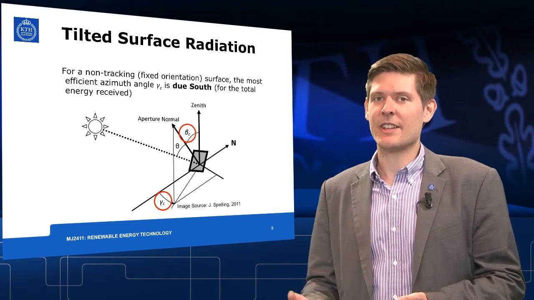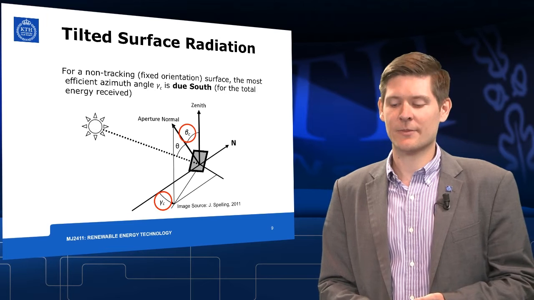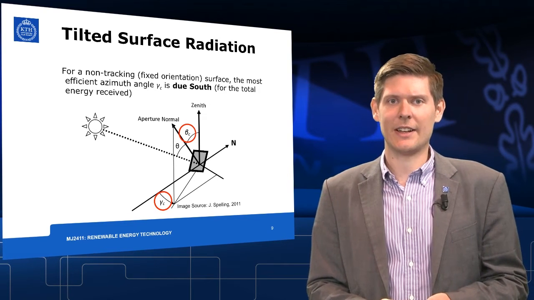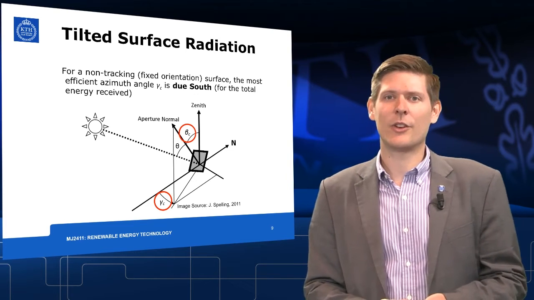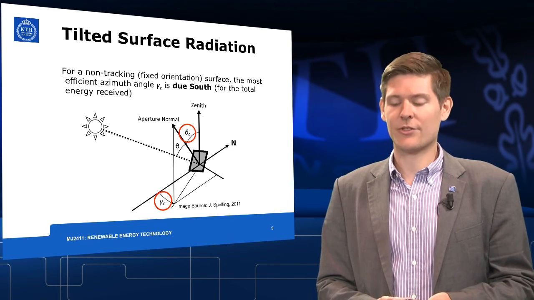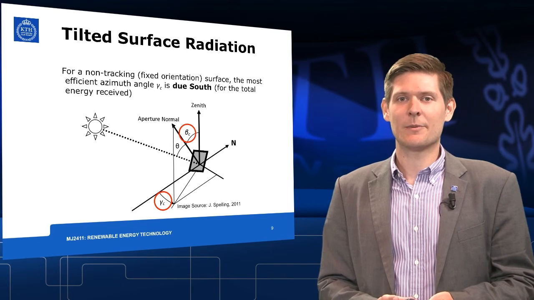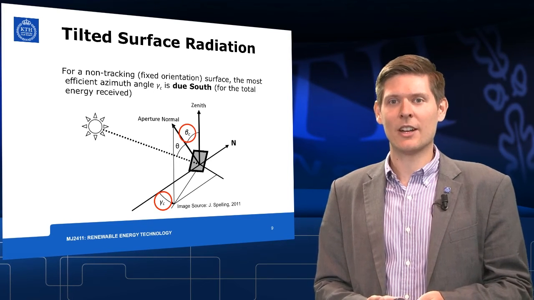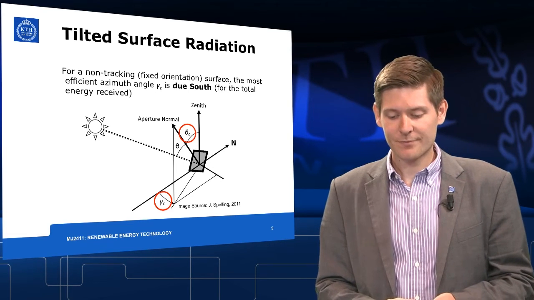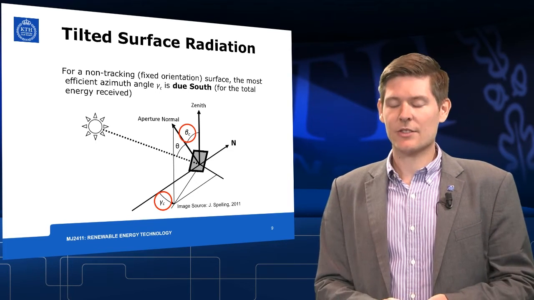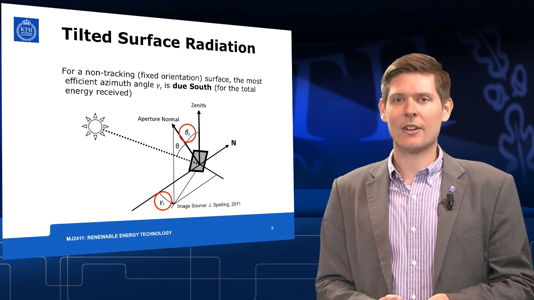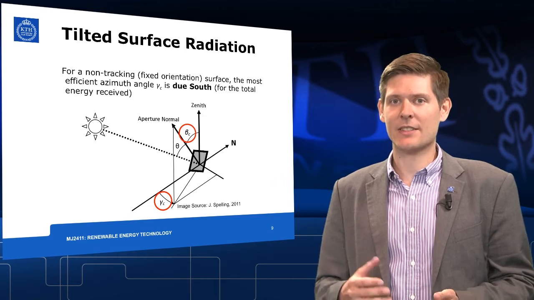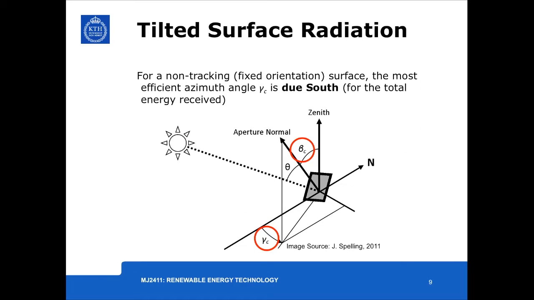In order to increase the effectiveness of solar collection, we need to position the solar collecting surface in a certain way. For non-tracking surfaces, it is important to know the surface slope angle and the surface azimuth angle. For a non-tracking surface, the most efficient azimuth angle of the surface is 0 degrees. That means the surface is pointed due south.